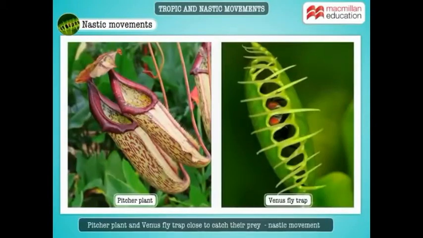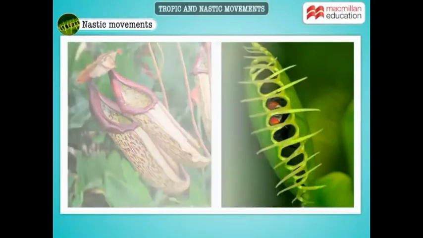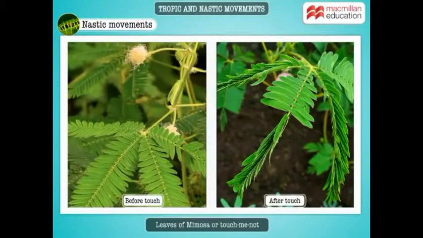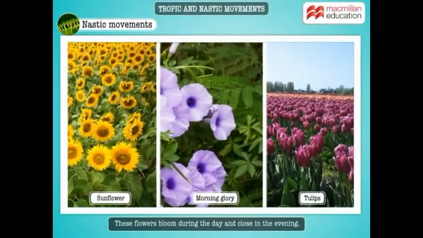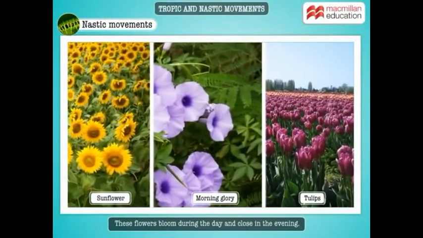Pitcher plant and Venus flytrap plant close and catch the prey as soon as the prey lands on them. The leaves of the touch-me-not plant close when they are touched. Here the movement does not depend on the direction of the stimulus. Flowers such as sunflower, morning glory, tulip, etc. bloom during the day and close in the evening.